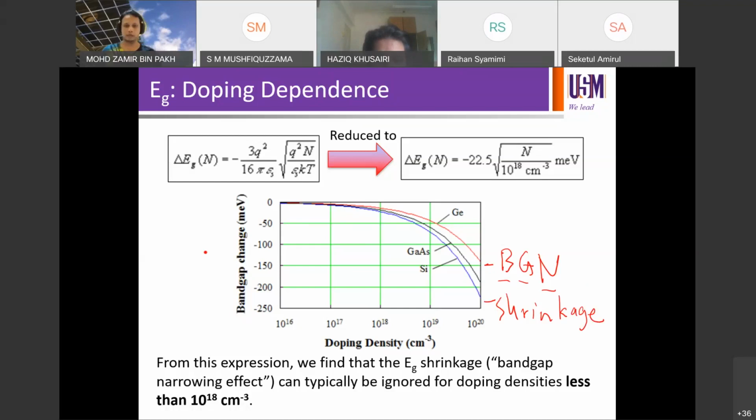For example, if you look at silicon, the blue curve, if you dope your silicon at 1 times 10^19, right here, that means the reduction, if you compare to 10^16, we got a reduction of 70, 75 milli electron volt, more or less, right? At this point, that's about 0.075 electron volt or 75 milli electron volts. That's the amount of reduction.